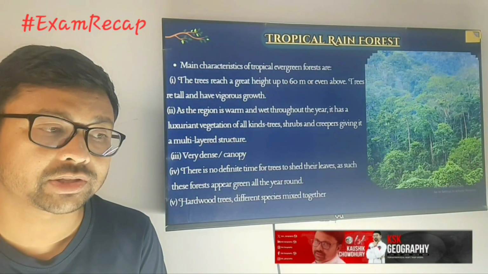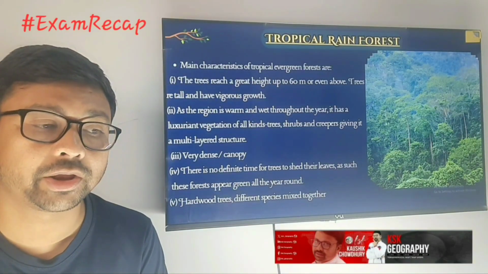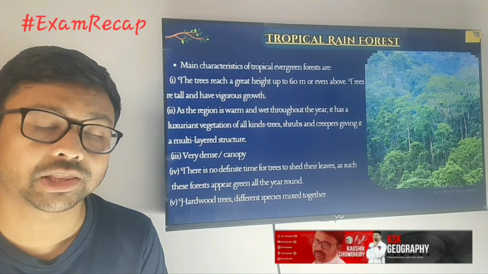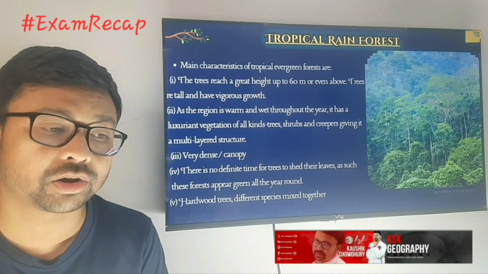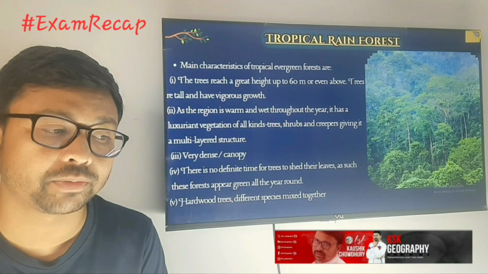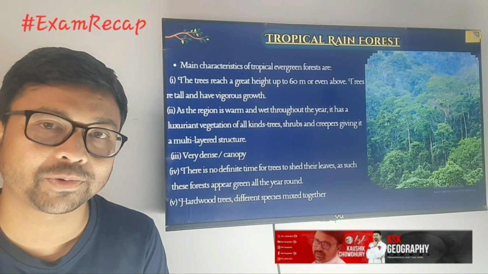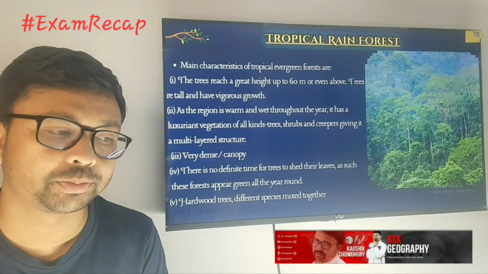Next one, here you can see what the other features are. Now, the trees will be very tall, near about 60 meters tall, and the leaves will be broad, and the trees will be very strong. The photosynthesis process will be higher because it requires high temperature and high rainfall. And there you will see the canopy. Regarding canopy, what is canopy we will discuss at the end of this video.